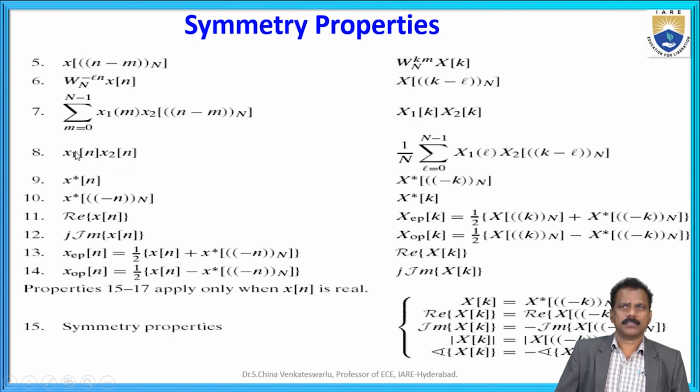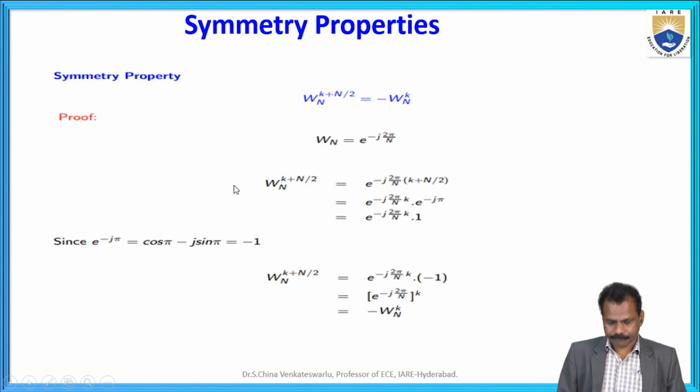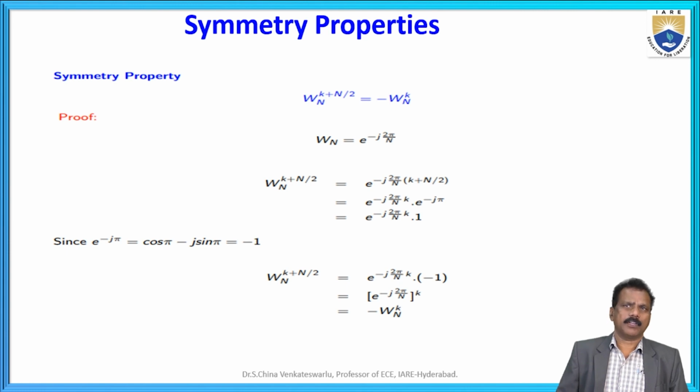If you want to multiply, all are 1 by N, the summation l equal to 0 to N minus 1, or n equal to 0 to N minus 1, x1 of l, x2 of k minus l modulo N. Like this, we verify all these symmetry properties. Next, there is a proof of the symmetry property. The proof is similar to that of periodicity, where W N power k plus N by 2 is equal to minus W N power k.